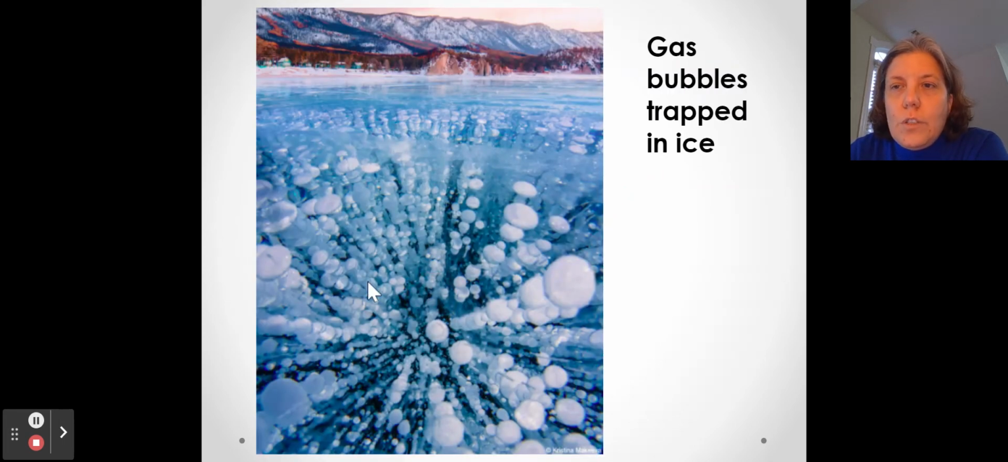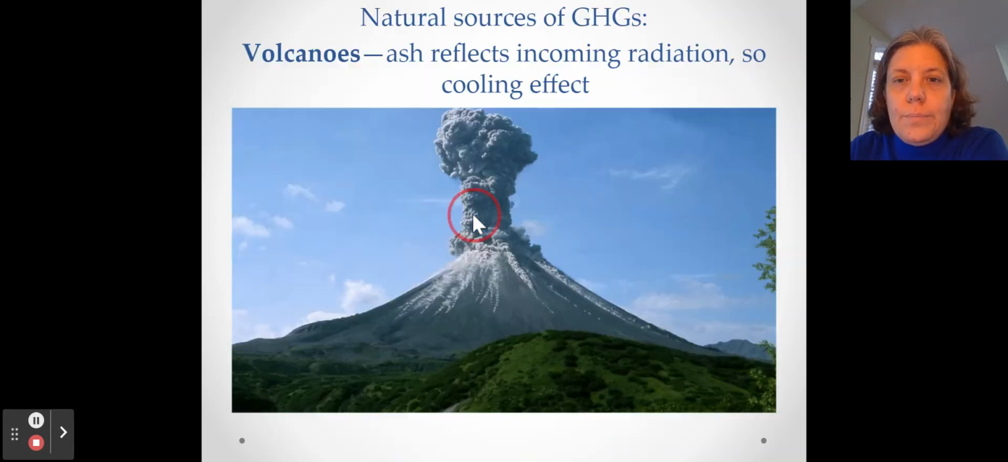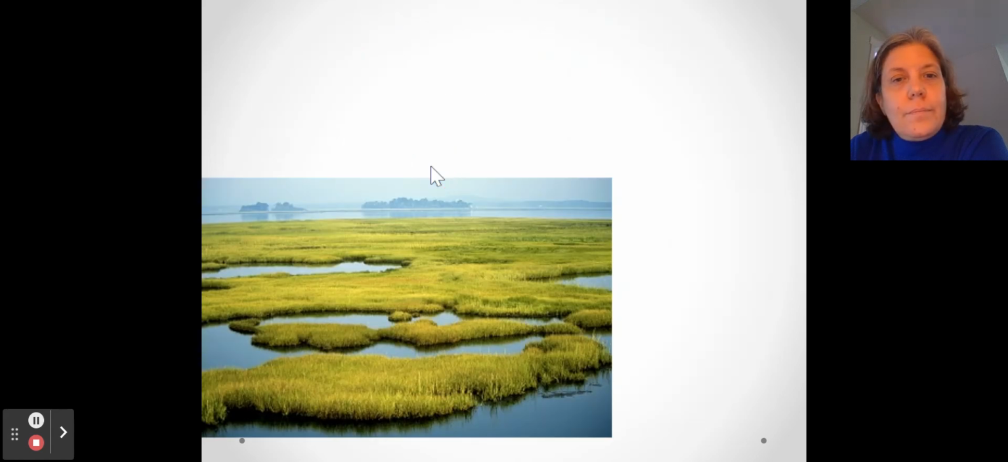Okay, so here are some pictures of things that we can take a look at. We've got gas bubbles trapped in the ice here, and these are basically natural sources of greenhouse gases. So where do these greenhouse gases come from naturally? We've got some gas trapped in ice. We've got volcanoes, where ash reflects incoming radiation, so that actually has a cooling effect. But when the volcano erupts, you do get some greenhouse gases out of that.